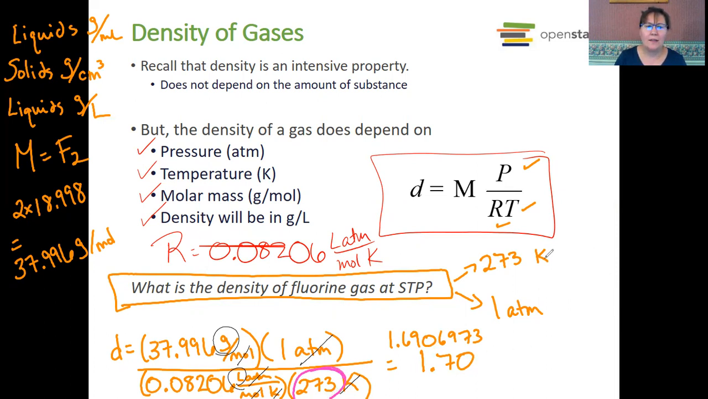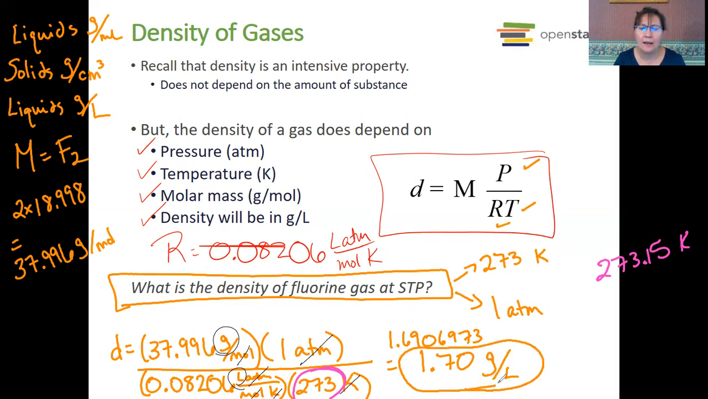If I wanted more than that, then it should actually be 273.15, right? You have to think about how far out you're going, but 3 is fine. Okay, so we have 1.70 grams per liter, and that is the density. Oh, no, wait, it's not. Boy, I overrounded terribly. School is coming and I'm getting tired. See, 1.690693, 1.69 grams per liter. All right.